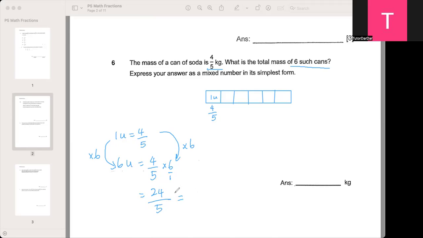So this is an improper fraction. So we have to change it to a mixed number, which is 24 divided by 5. So you will get 5 times 4, 20, minus, we are left with 4. This is the numerator. This is the denominator. This is the whole number. So what do we write? 4, the whole number, numerator 4, denominator is 5. Now write the answer, 4 out of 5 kg.